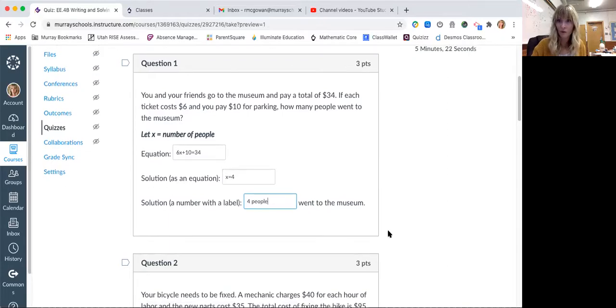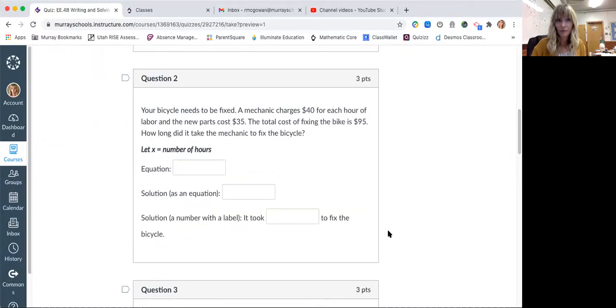I'm going to help you with one more. Number 2, your bicycle needs to be fixed. A mechanic charges $40 for each hour of labor, and the new parts cost $35. The total cost of fixing the bike is $95. How long did it take the mechanic to fix the bicycle? Okay, X is the number of hours.